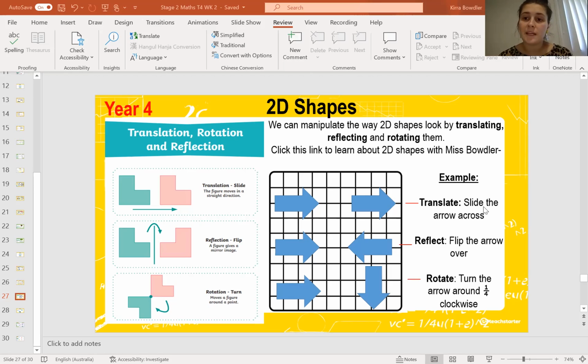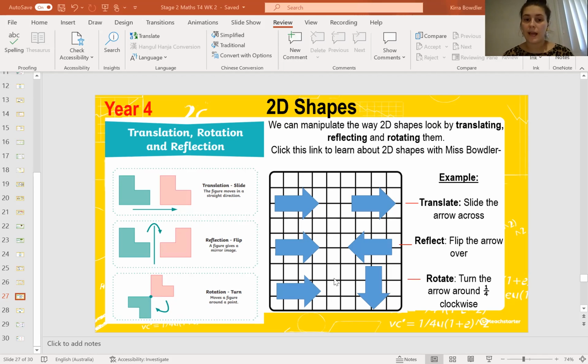So to translate a shape, you are just sliding it. Reflect. Reflect is the fancy word for flip. Again, an activity you could have done when you were younger was to have a shape in front of you, and your teacher might have said, okay, flip it over. Now, what does it look like? The fancy word for flip is reflect. And I want you to think of it as a mirror image. So if I was to flip this arrow over, open it up and flip it over, this is what it would look like. It's mirroring it.